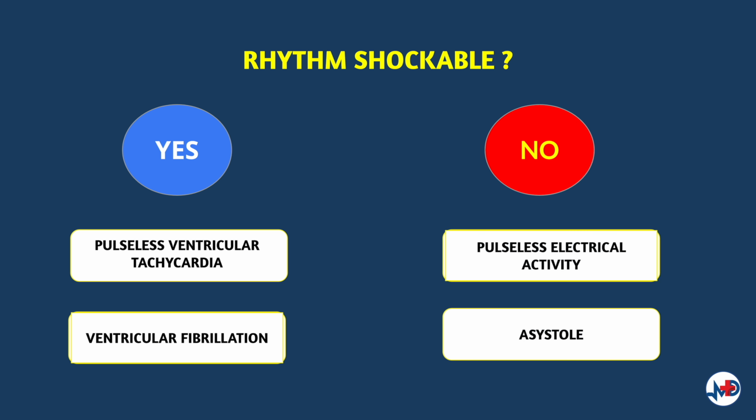So let's recap. We have got the 4 rhythms, which are broadly divided into shockable and non-shockable rhythms. Always remember that shock is delivered to cardiac arrest patients when there is still electrical activity in the heart causing erratic contraction of the ventricles, and these are pulseless ventricular tachycardia and ventricular fibrillation. However, in pulseless electrical activity and asystole, there is no cardiac contraction, hence you begin CPR.